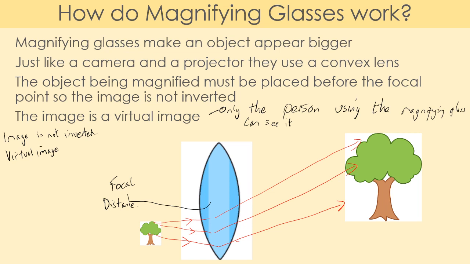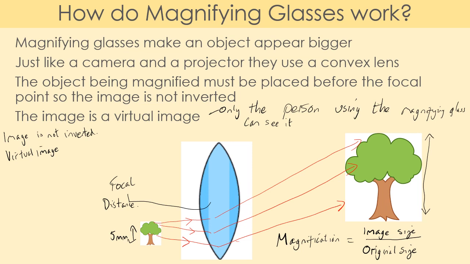Now you might want to work out how much bigger it is. So there's a very simple calculation we can use for this. I'm just going to show you down here. So the magnification is equal to the image size, so how big it has become, divided by the original size. So if this was, we'll say this is 5 millimeters big, and this is 50 millimeters big, we would do 50 divided by 5, and that will equal 10. So it's made it 10 times bigger. Apologies, that's squeezed on in the bottom corner there.